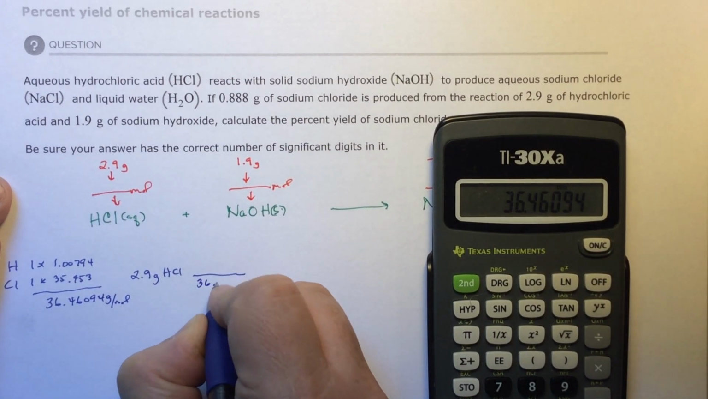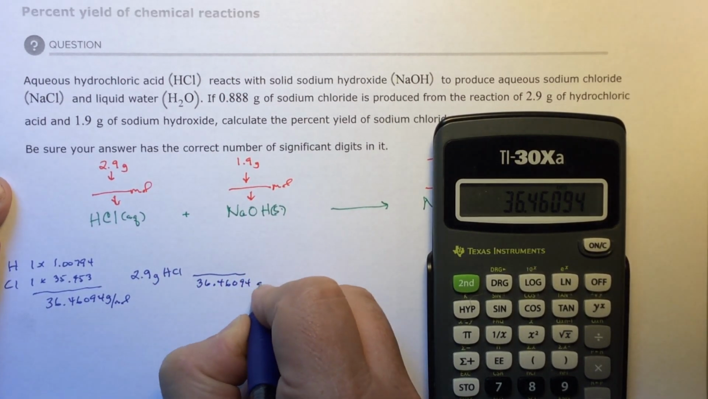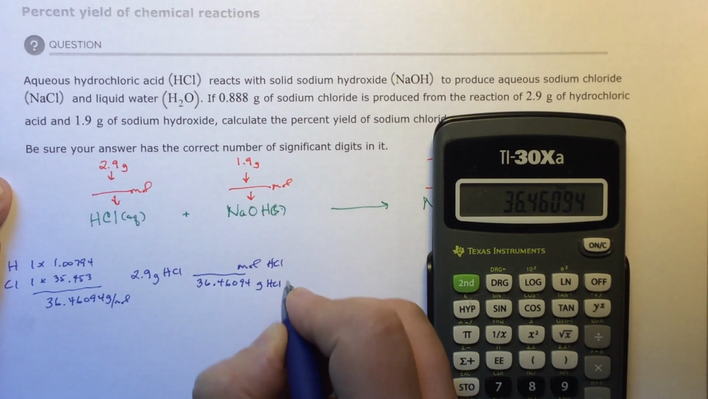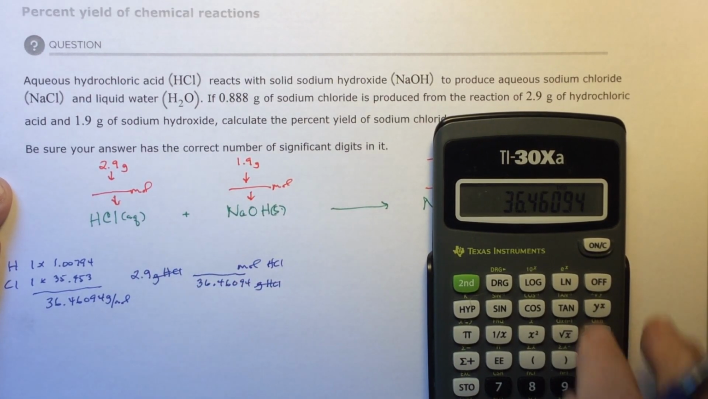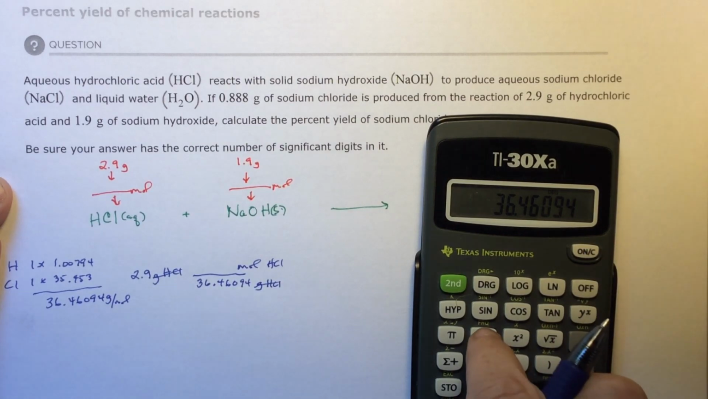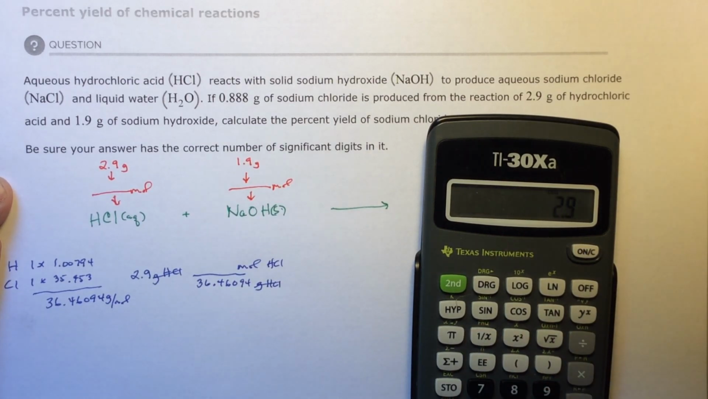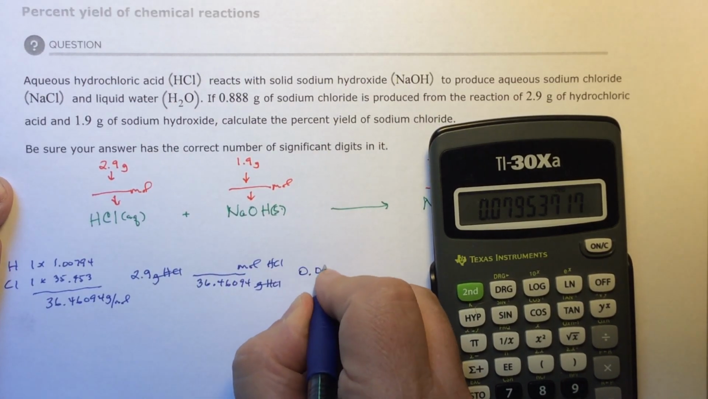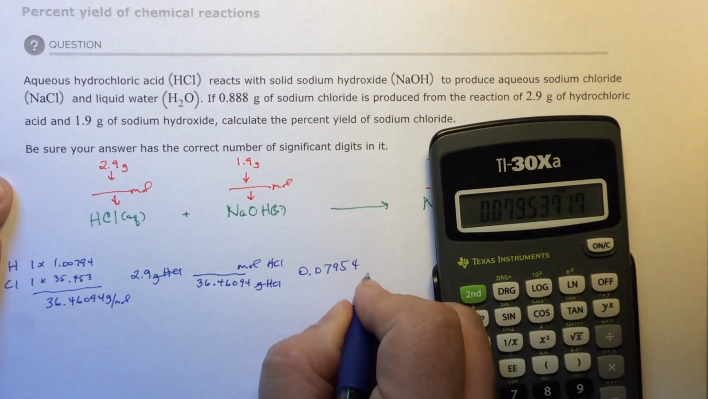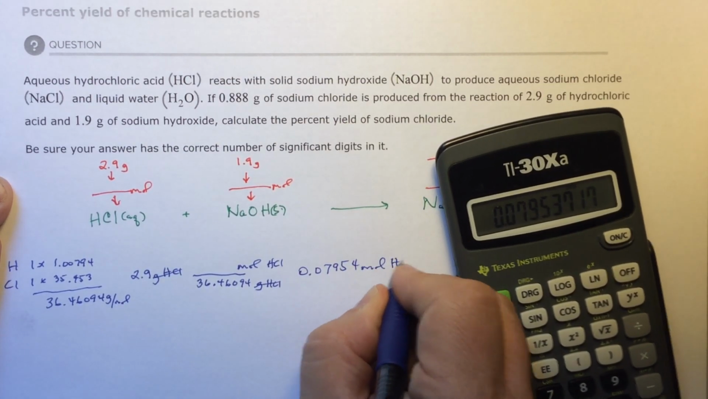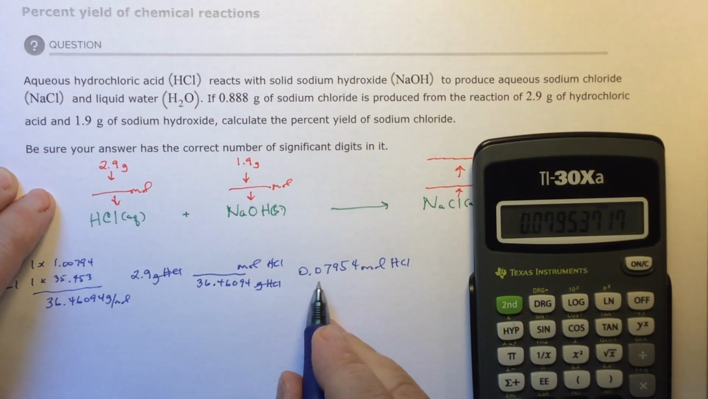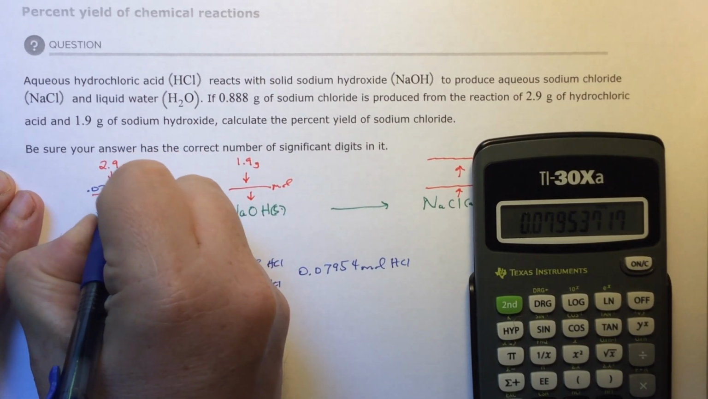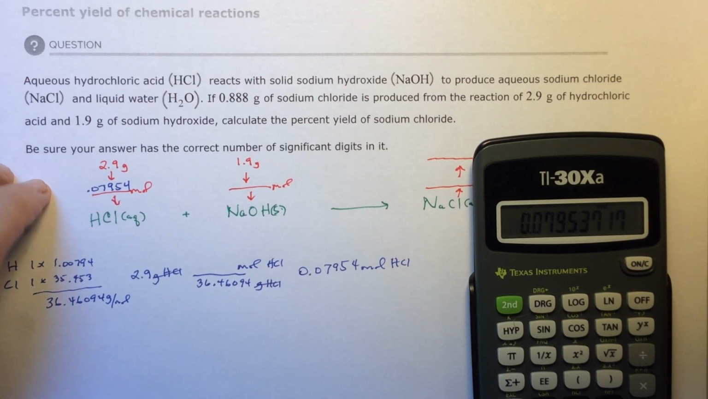At 36.46094 grams in 1 mole of HCl. Grams will cancel. I'm now in moles. This gives me 0.07954 moles of HCl.